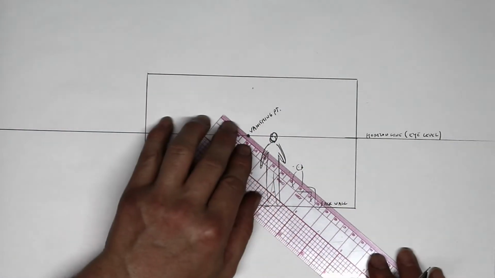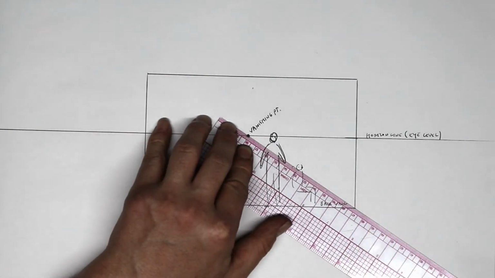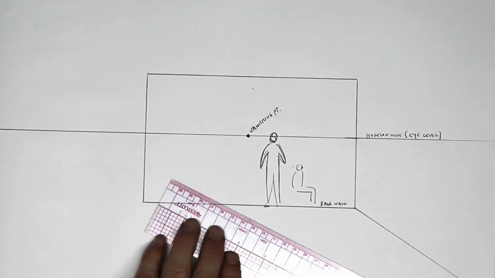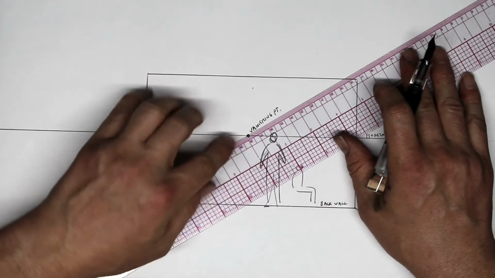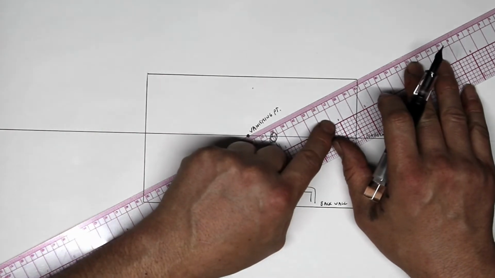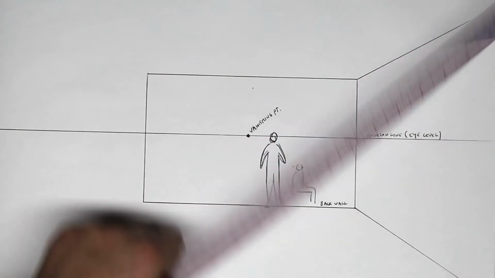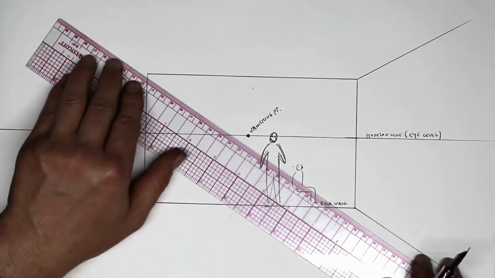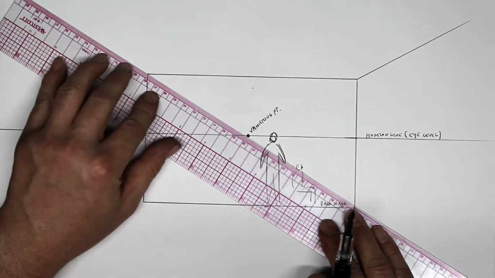Line up your ruler with your vanishing point and one of the corners of your room. So let's say the bottom right at this point. Start here and draw a line going out. Do the same thing on the top corner. Line up your ruler with the vanishing point, the top right corner, make sure it's perfectly lined up, draw a line going out. Let's do the same thing on that side. From the top corner to the vanishing point, draw a line going out.